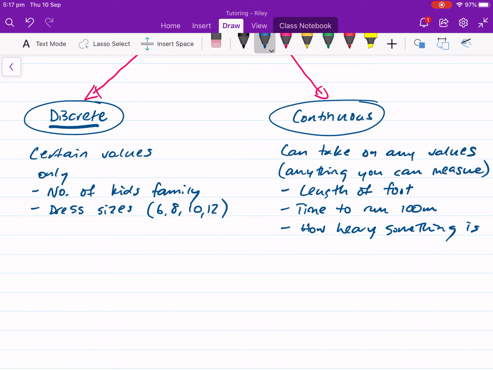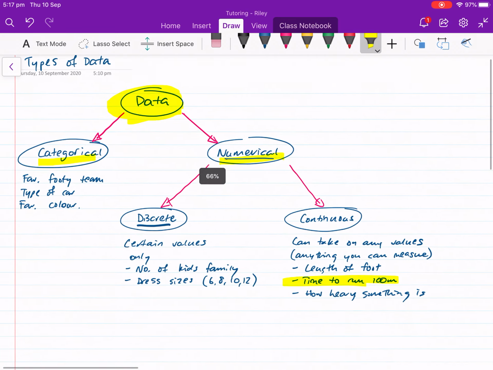What I mean by that is if we look at, for example, this one here, the time to run 100 meters, it doesn't take 10 or 11 or 12 or 13 seconds. It can take 12.16 seconds. So that's any value, literally any value can be attached to how long it takes someone to run 100 meters, okay? So there's the tree.